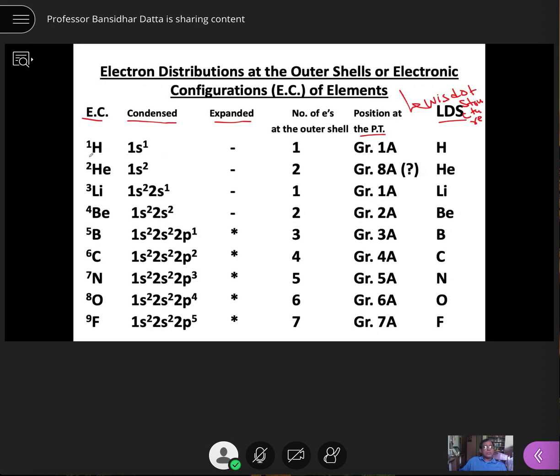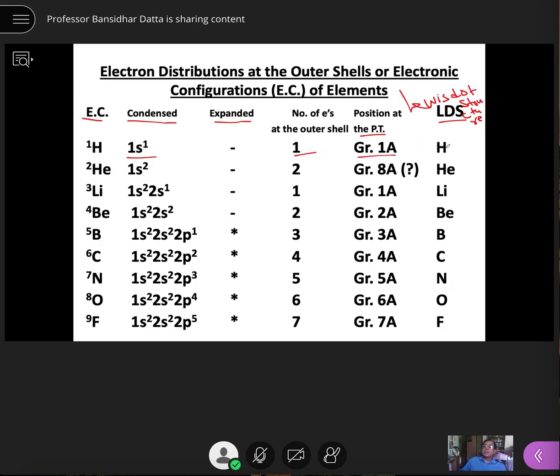Element number 1, first element, atomic number 1, it has 1 proton in the nucleus, 1 electron in the outer shell. Therefore, it will go to the first shell or subshell or whatever you want to say. S doesn't split. So it's 1s1. So the electronic configuration of hydrogen is 1s1. It has only 1 electron in the first shell, 1s. Number of electrons in the outer shell, 1, of course. Position in the periodic table, 1A. So group 1A.